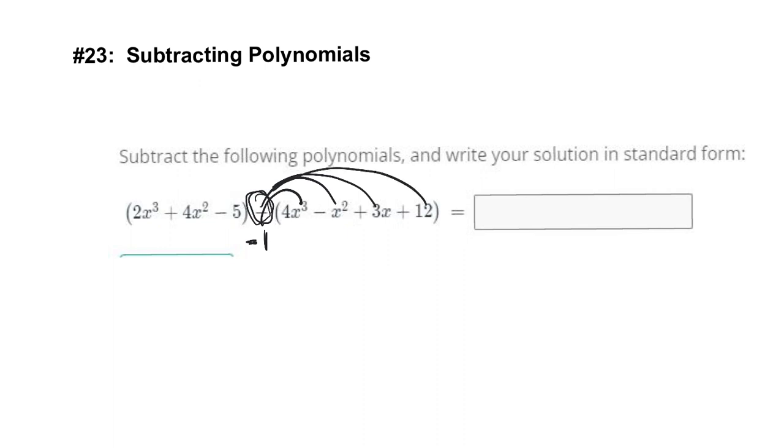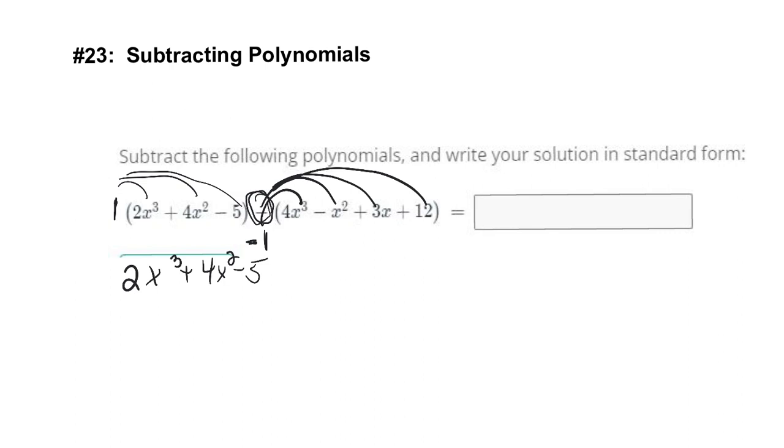The first polynomial, really, we are distributing a number. We're actually distributing a +1. And when we distribute a +1, well, nothing changes. So I'm just going to drop my parentheses, and I'm going to say 2x to the third plus 4x squared minus 5. So I've distributed a +1 into the first polynomial.